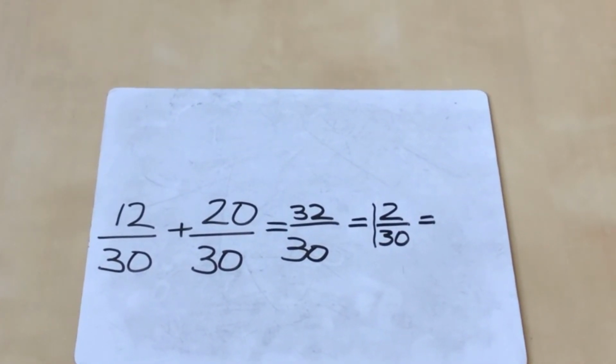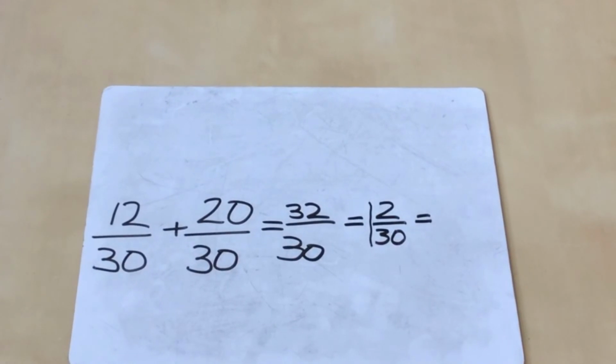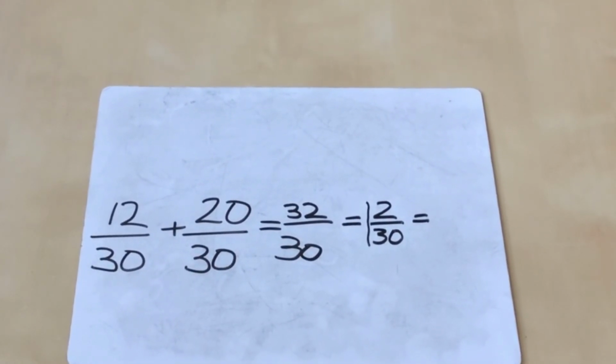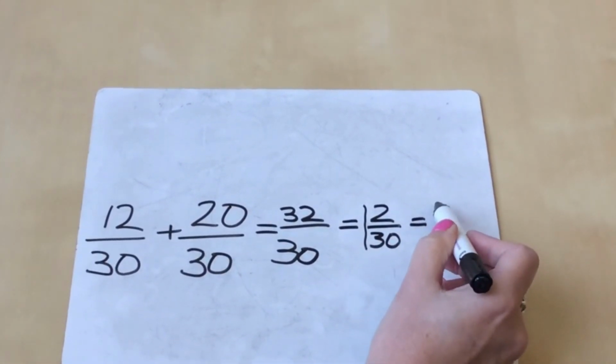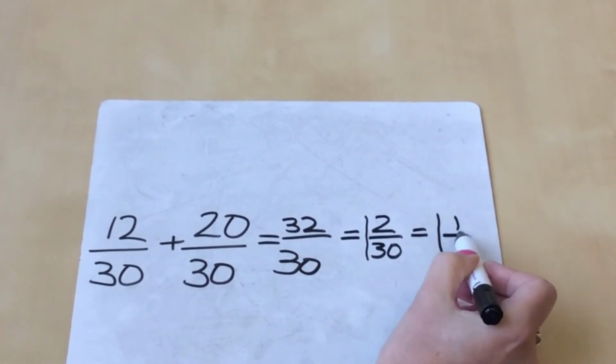If we look at 2/30, we notice that the numerator and the denominator can both be divided by 2. Therefore, this simplifies further to 1 whole and 1/15.